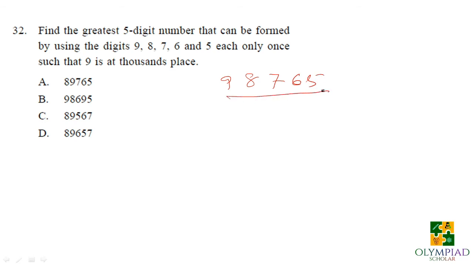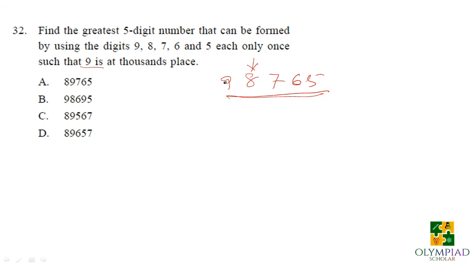So it would be our greatest number, but the point is that 9 is at the thousands place. So this is the thousands place, but the other numbers are arranged exactly to give the largest number. So that is 5, 6, 7, 8 and 9. This has to be the arrangement.